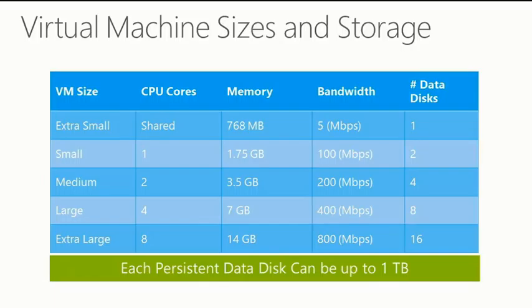Coming all the way up to an extra large, you're giving yourself the ability to attach 16 terabytes of data in data disks to your VM, as well as providing additional bandwidth and memory on top of the 8 cores that the extra large is going to provide you.